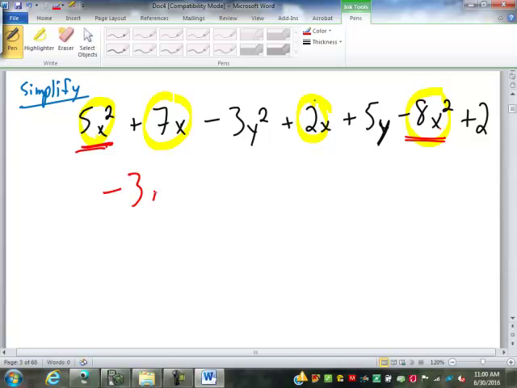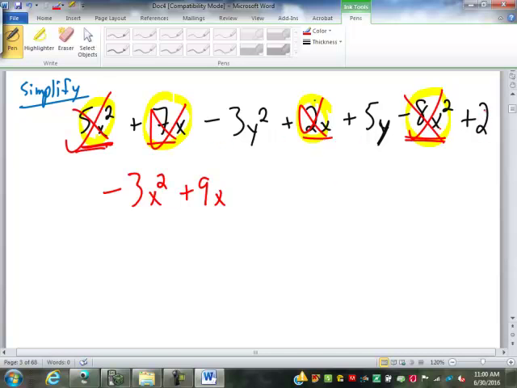Negative 3, negative 3. Perfect. Negative 3x squared. So I've used those up. Now I've got the 7x and the 2x. Positive 9x, so plus 9x. So I've used those up. Now I have y's and I have the 2.